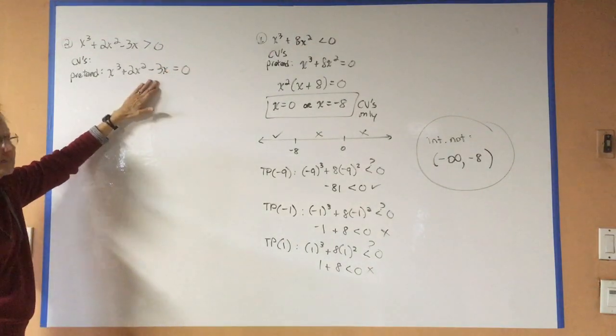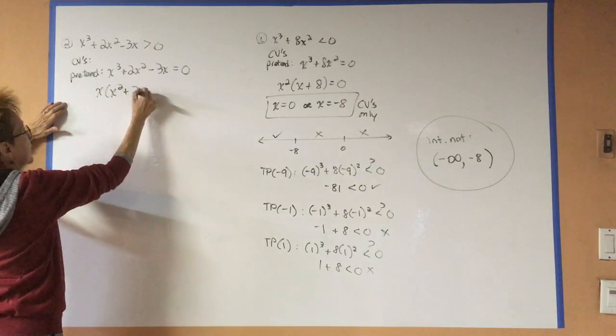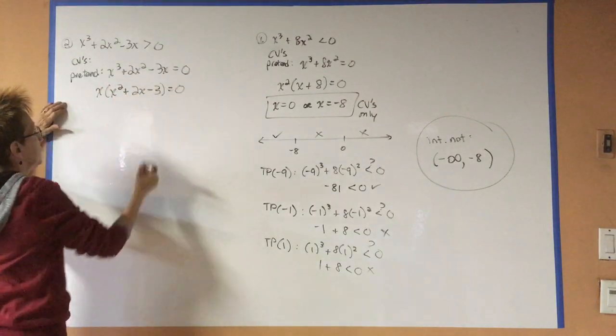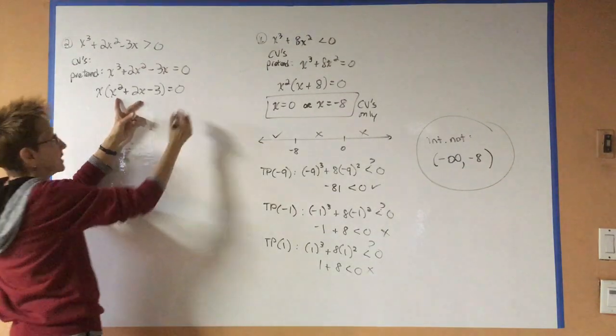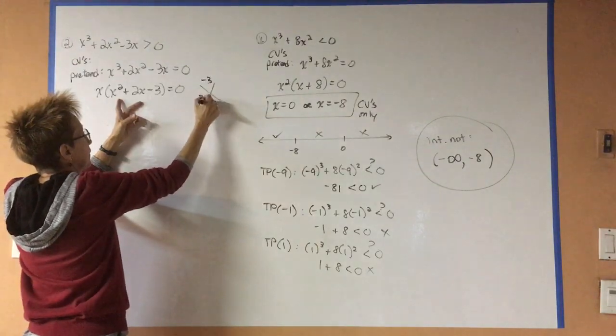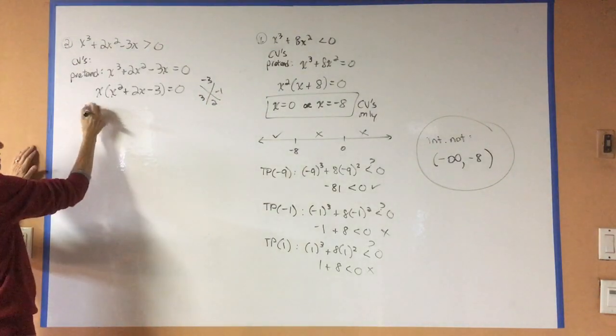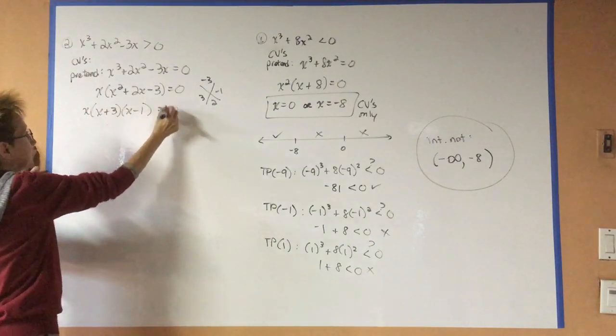I'm going to try to factor, so I see I can pull out an x and get x squared plus 2x minus 3 equals 0. I'm going to keep trying to factor this because it's not linear yet. And this is the easy big X. Multiply to -3, add to 2, so 3, -1. So this is x, x plus 3, x minus 1 equals 0.